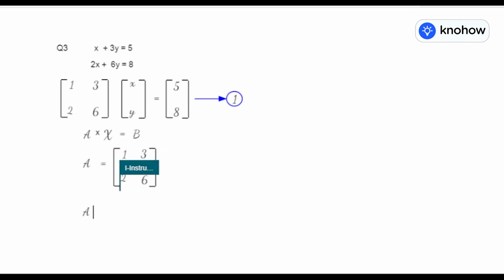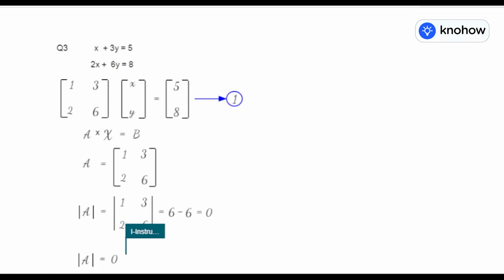Determinant A is the determinant of 1, 3, 2, 6. When you work out the determinant, it is 6 minus 2 into 3, which is 0. So yes, in this particular question, we find determinant A is 0. So we can't decide at this stage whether the system of linear equations is consistent or inconsistent.